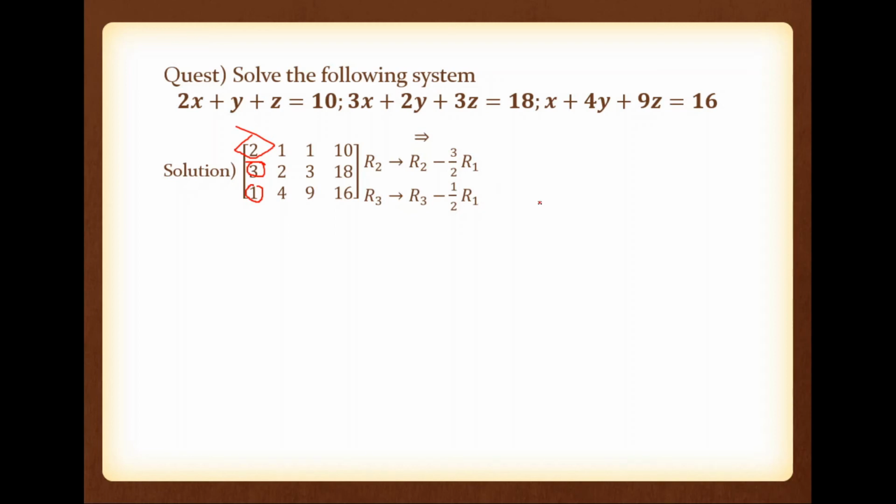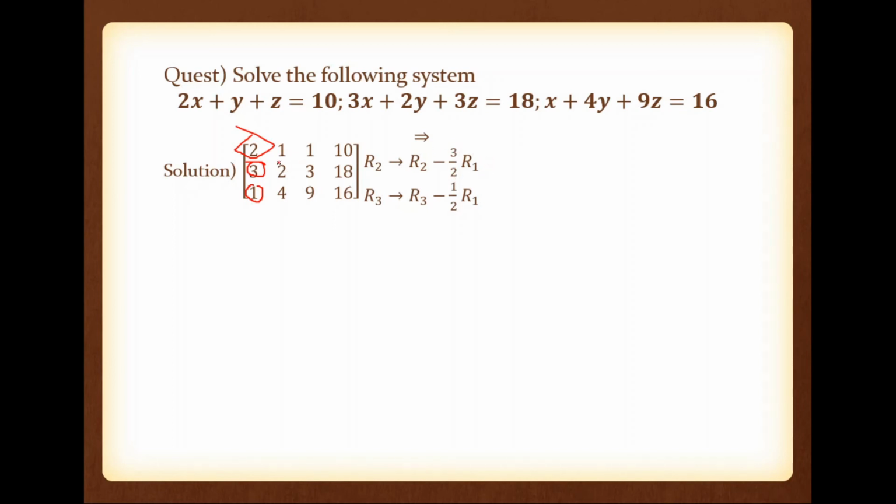So what is the modified augmented matrix after this operation? The first row is not modified, so 2, 1, 1, 10 that we have. What about the second row? For example, take the first element of the second row. The first element of the second row is 3. So substitute 3 into this equation. Minus 3 by 2 into, what is the corresponding first row element? 2. So substitute 2 into this equation. So 3 minus 3 by 2 into R1, that is 0.